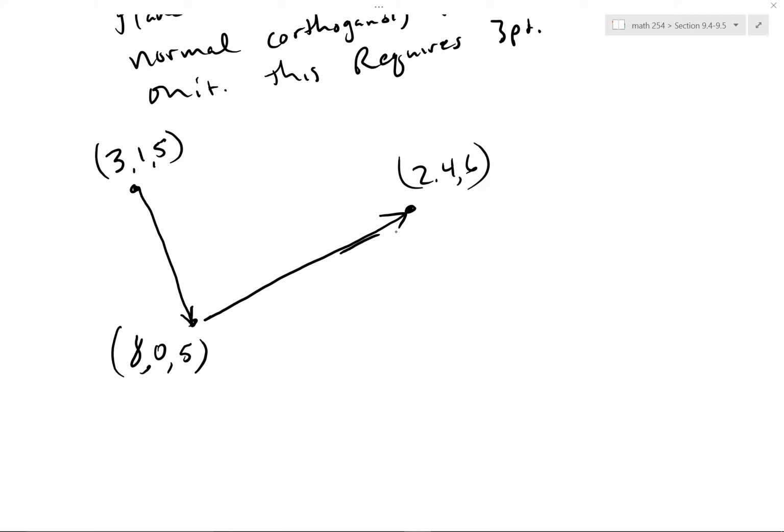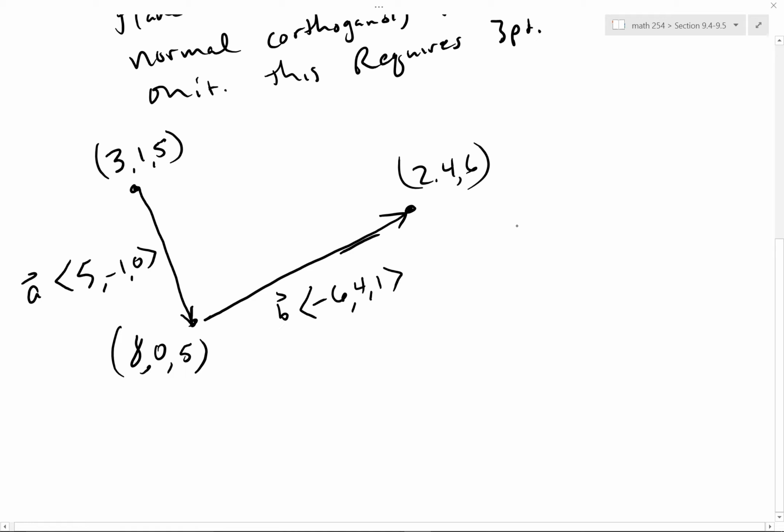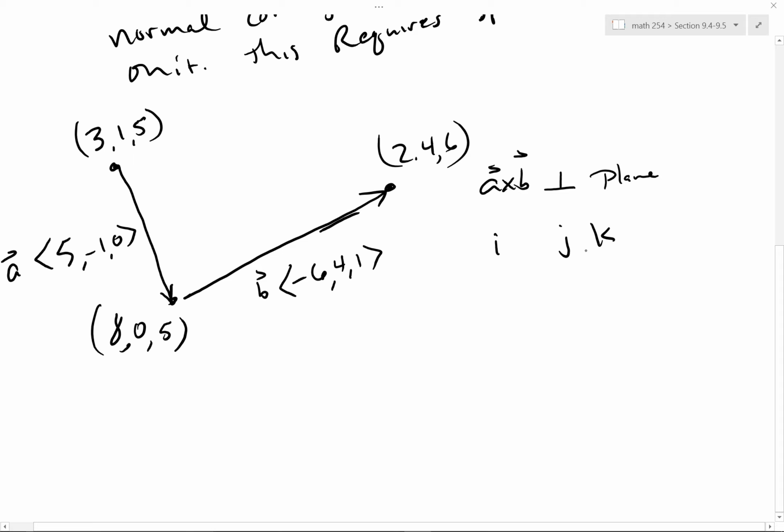Gotta love it. Now, from here to here, this is negative 6, positive 4, positive 1. Right? And from here to here, that's 5, negative 1, 0. True? So, if this is A, and this is B, if I do A cross B, what I will find is a vector that is sticking either into the pad or up out of the pad. But in either case, this thing will be orthogonal to my plane. Okay? So i, j, k, 5, negative 1, 0, negative 6, 4, 1.